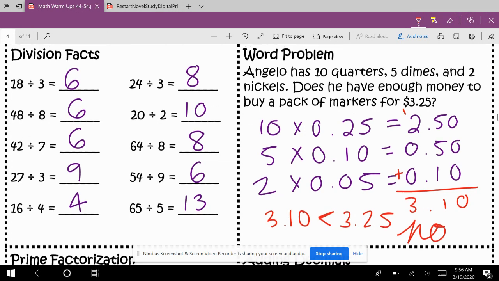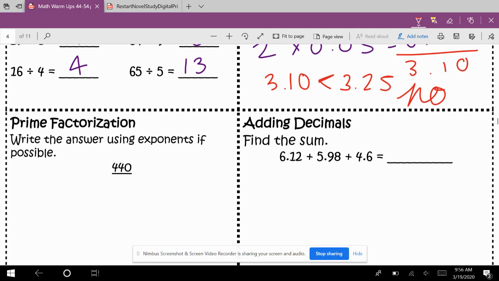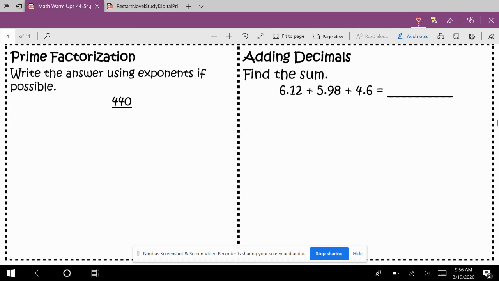You need to pause it or rewind, do that. I'm going to keep scrolling. Prime factorization, all right, it's been a while. So maybe you remembered this, maybe you need to refresh your memory.